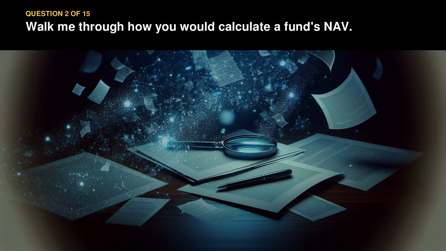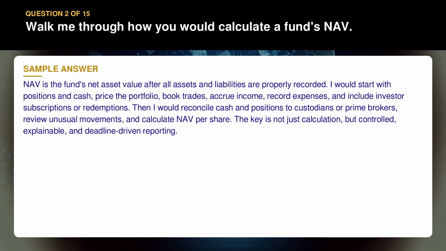Question 2. Walk me through how you would calculate a fund's NAV. NAV is the fund's net asset value after all assets and liabilities are properly recorded. I would start with positions and cash, price the portfolio, book trades, accrue income, record expenses, and include investor subscriptions or redemptions. Then I would reconcile cash and positions to custodians or prime brokers, review unusual movements, and calculate NAV per share. The key is not just calculation, but controlled, explainable, and deadline-driven reporting.